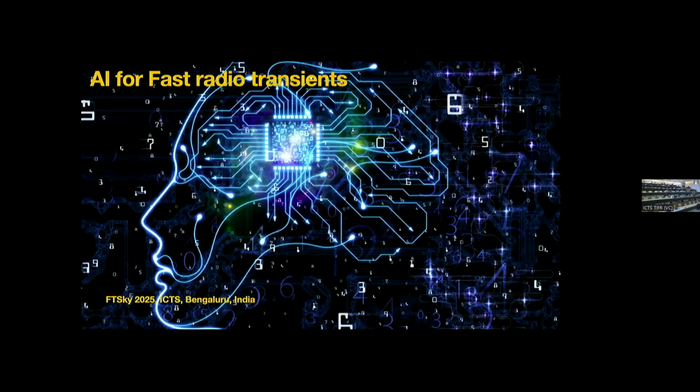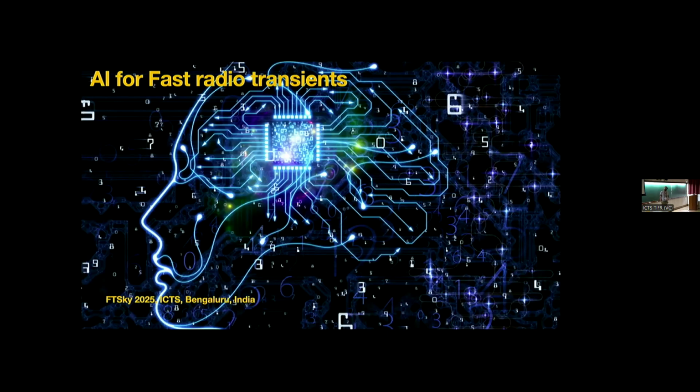So yeah, let's talk a little bit about machine learning, because AI has become such an integral part of our day-to-day lives. So it's an obvious question: why not also use it for astronomy? And yes, of course, we've been using AI for astronomy for quite some time now. And the same applies for detecting fast radio transients.